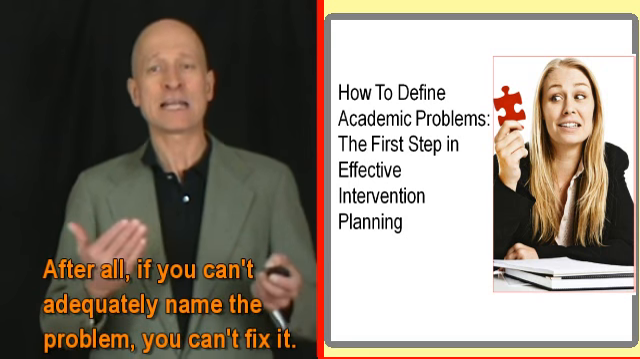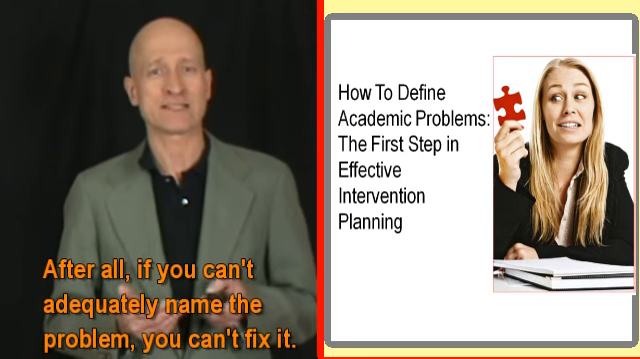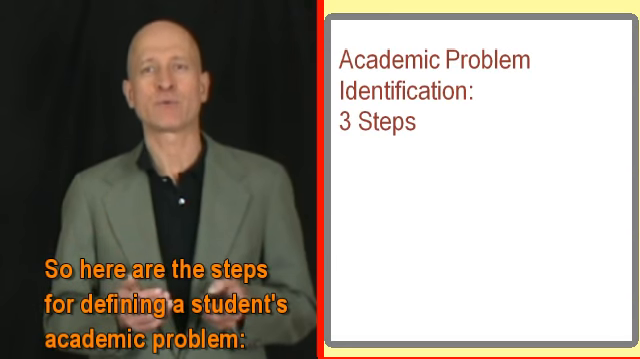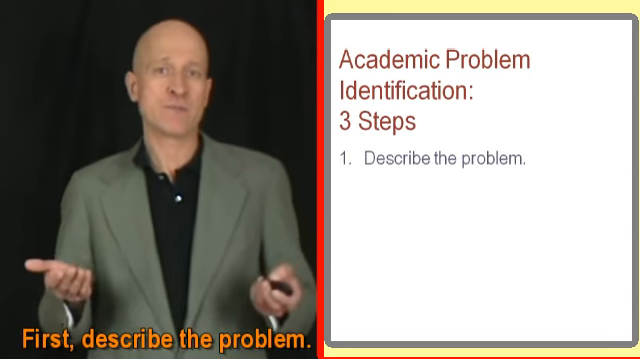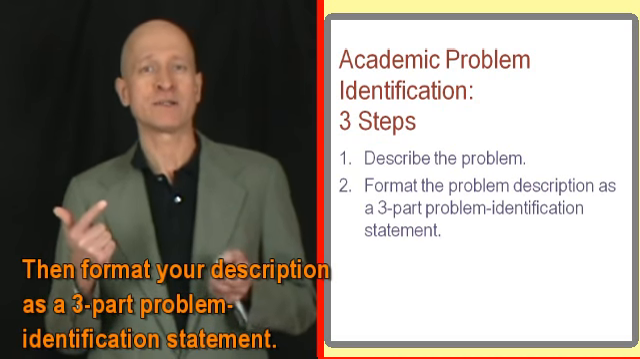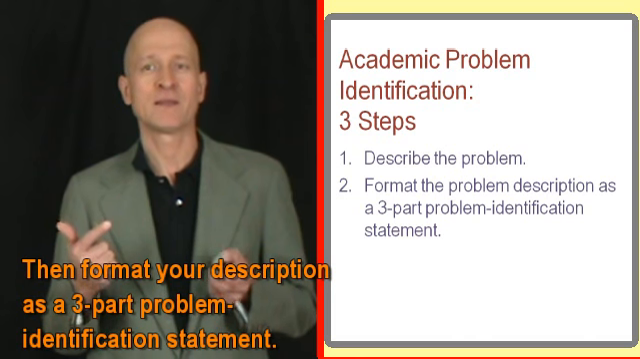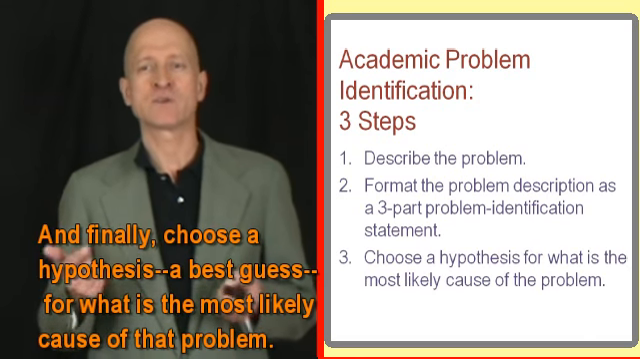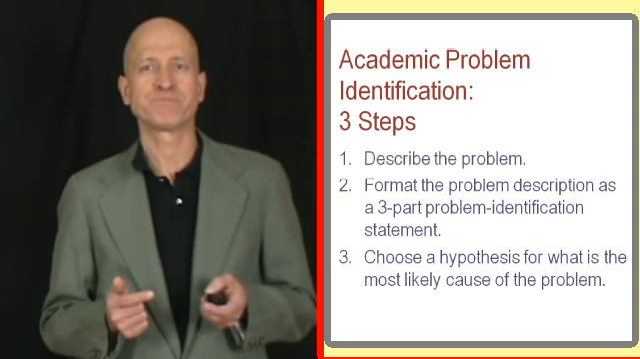After all, if you can't adequately name the problem, you can't fix it. So, here are the steps for defining a student's academic problem. First, describe the problem. Then, format your description as a three-part problem identification statement. And finally, choose a hypothesis, a best guess, for what is the most likely cause of that problem.